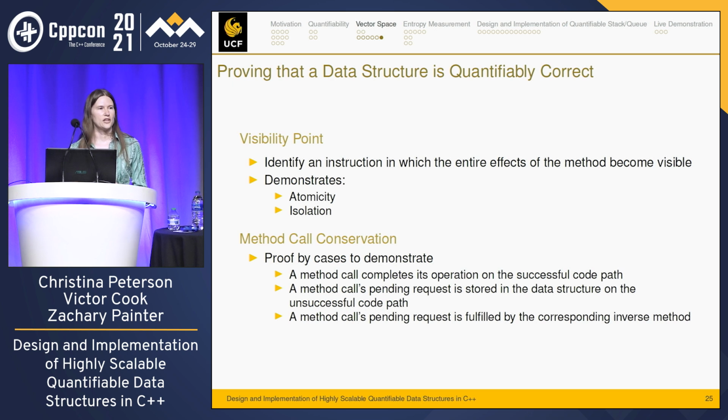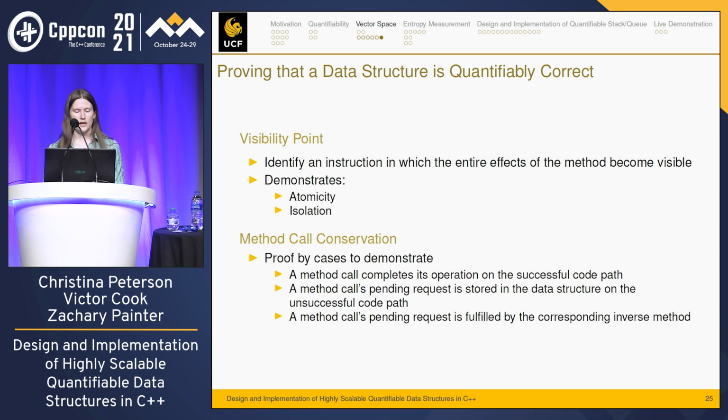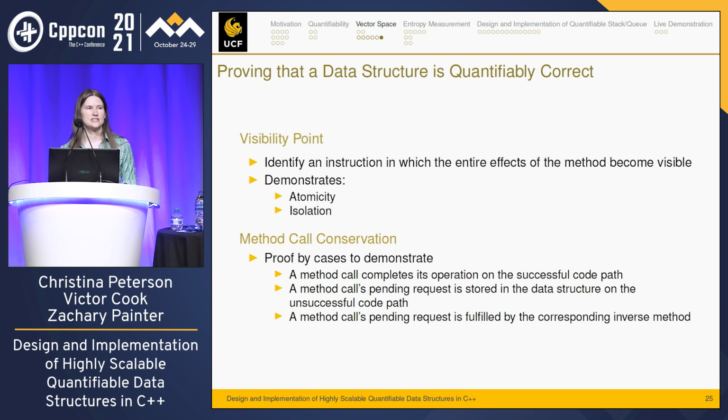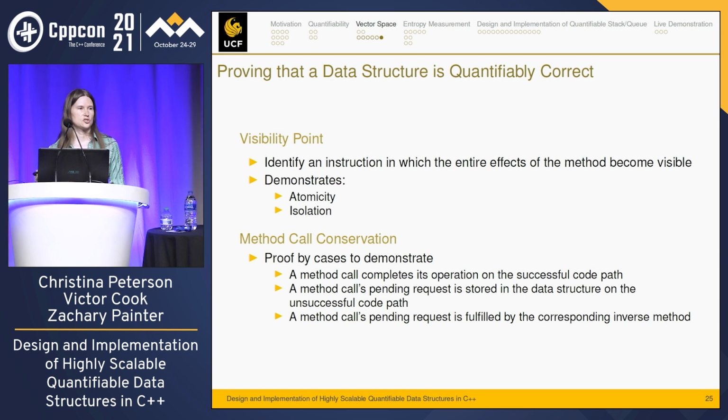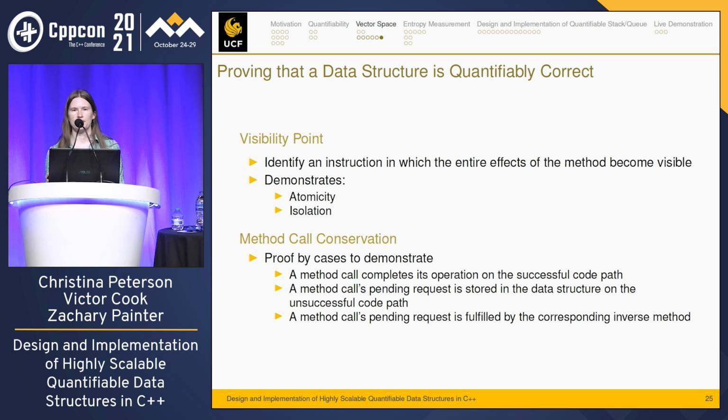This preserves the all or nothing property and demonstrates atomicity and isolation. So one of the benefits of quantifiability is that it's compositional. So we can reason about each method call individually, and then the composition of the method calls together will also be quantifiably correct. The next step is to prove method call conservation. And the way we do this is a proof by cases, where we need to prove that a method call completes its operation on the successful code path. A method call's pending request will be stored in the data structure on the unsuccessful code path, and that the unfulfilled method call will be fulfilled by the corresponding inverse method to make sure that it's correctly handled once that pending method call is fulfilled.